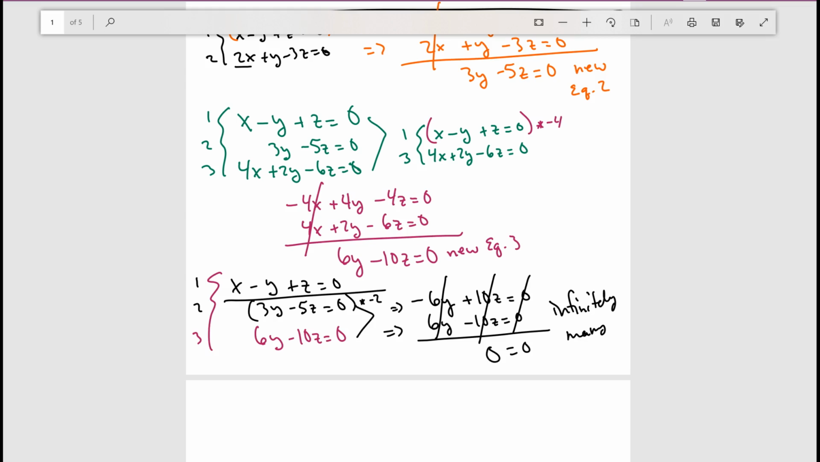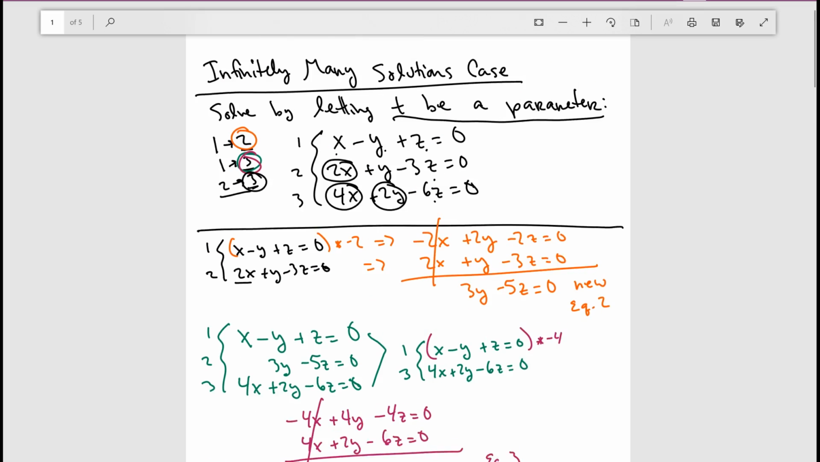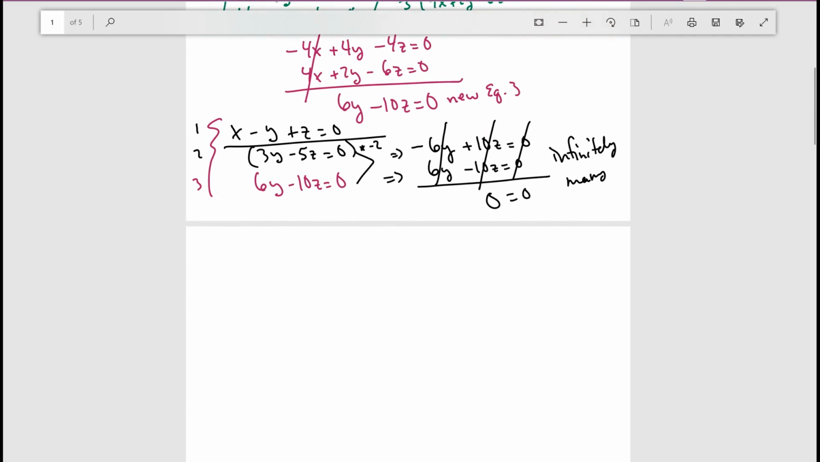Okay, so when we got infinitely many solutions, usually we would be done. But now the question wants it so that t be a parameter. So what does that even mean? Because the second one kind of canceled out, our new equation is 0 equals 0, so what we're going to do is the following thing.